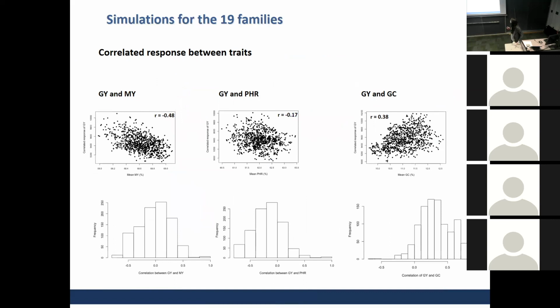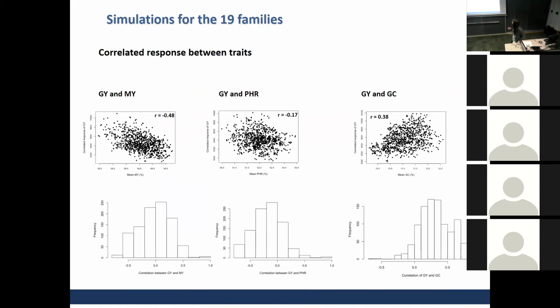And here, this is to show you the correlated response between the traits, in the simulations too. So here we can see that usually, of course, grain yield and milling yield between these 19 families have a negative correlation. But between grain yield and head rice percentage, the correlation is not that strong.